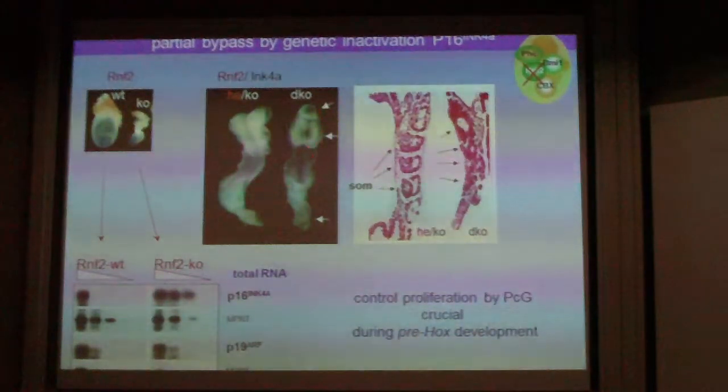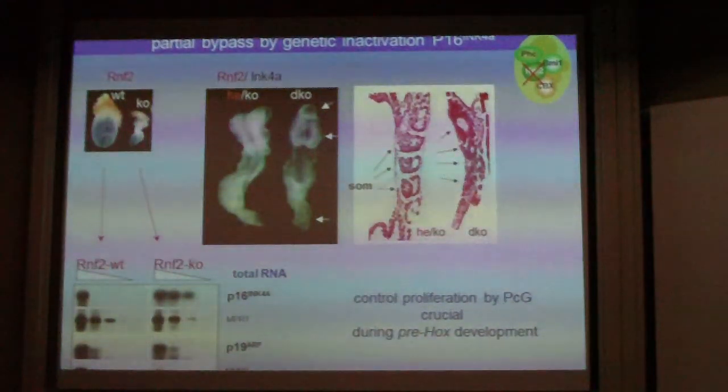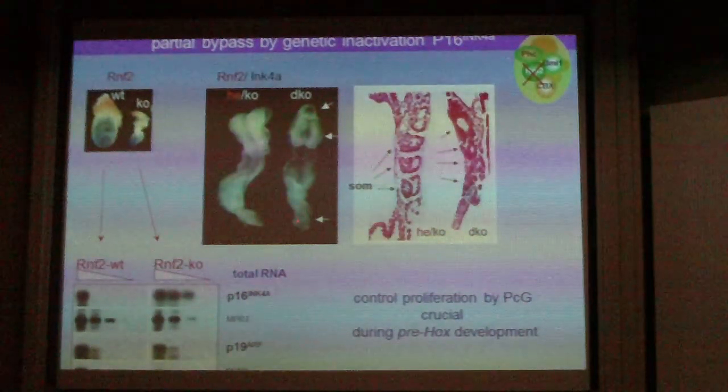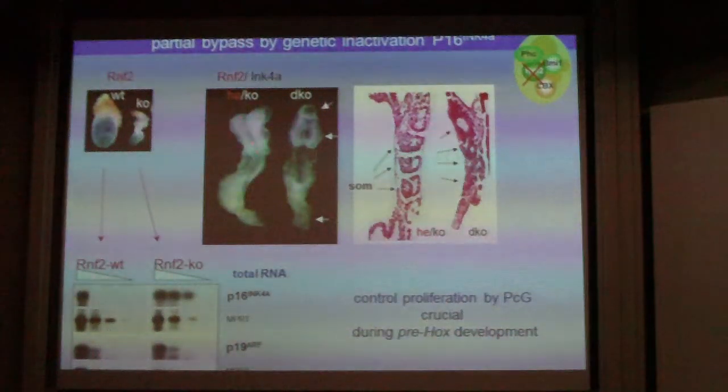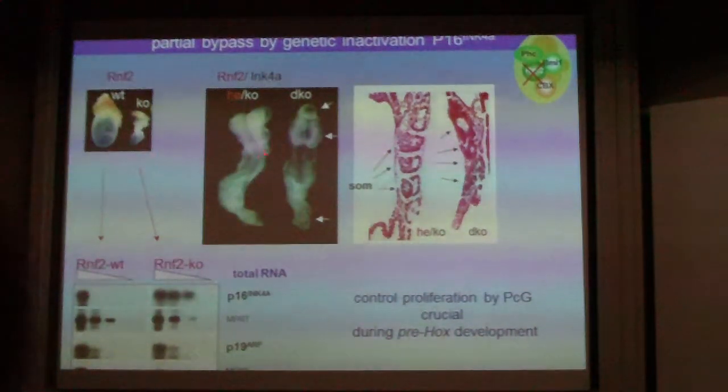And now we actually find Ring1B knockout animals in combination with the INK4A knockout. They're a lot bigger. You can see here, this is the beginning of the neural tube, the neural folds. They will close and then zip up, right? So this is the brain area. This is where the heart is being formed. This little bulge here.